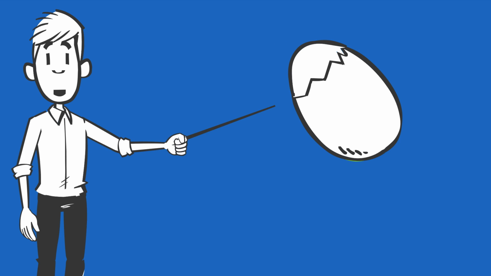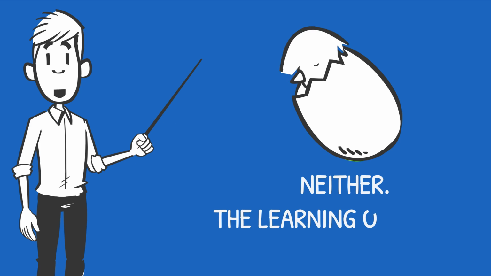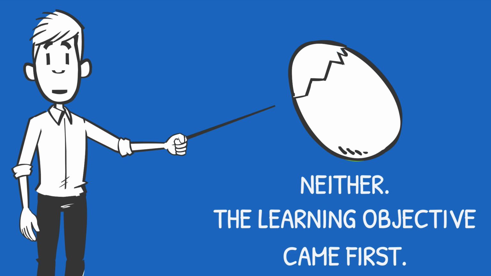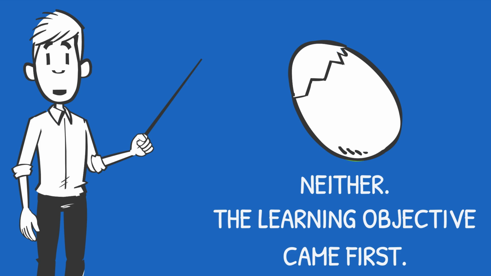So, when it comes to the question of which came first, the chicken or the egg, the answer is neither. The learning objective came first. The creator shall put into existence a feathered animal that can be raised as either pet or food.